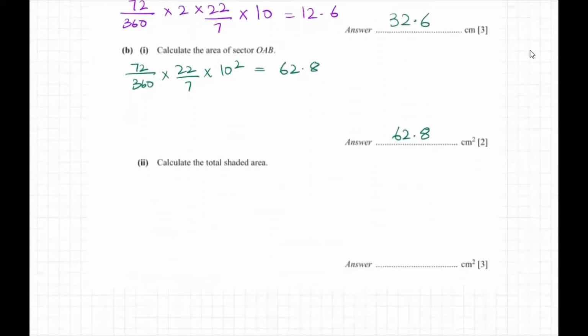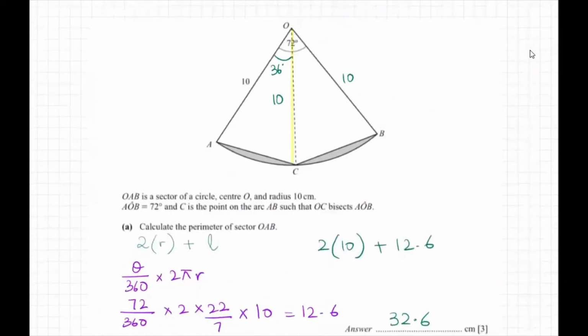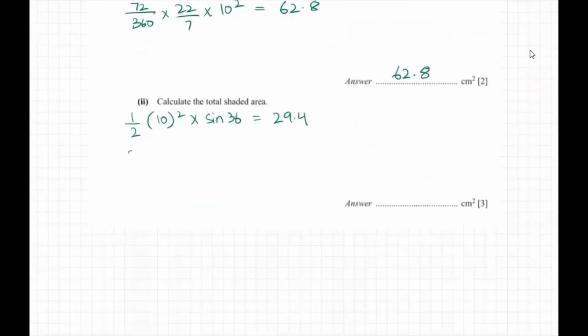Let's use the formula of area of non-right angle triangle, which is half ab sine theta. So 10 square times sine 36 equals 2, and the answer I'm getting is 29.4. There are two of these triangles. So what I'm going to do is multiply it by 2. So your answer is 58.8. You calculated the area of overall already over here. So 62.8 minus 58.8, which is the unshaded part, is equal to 4. So answer is 4 centimeters square.